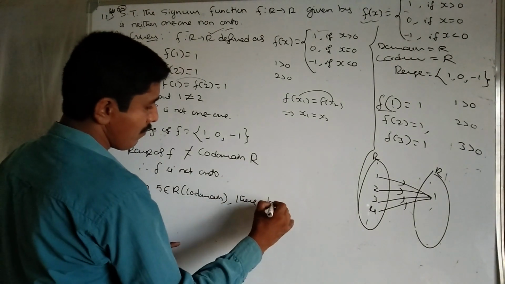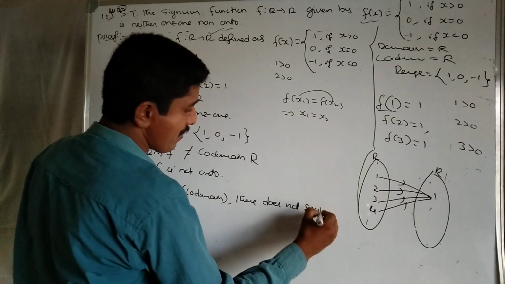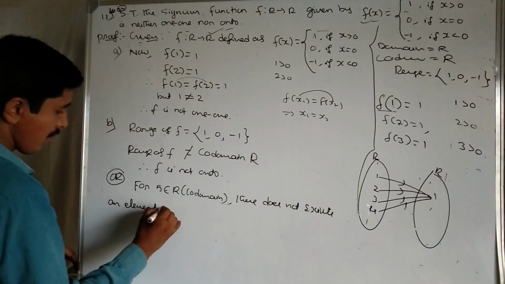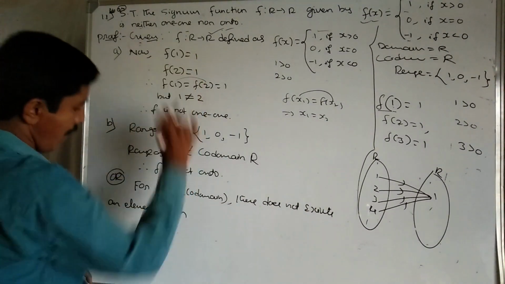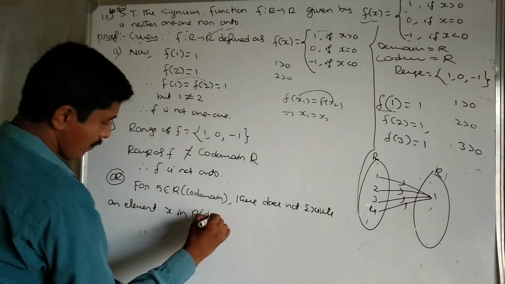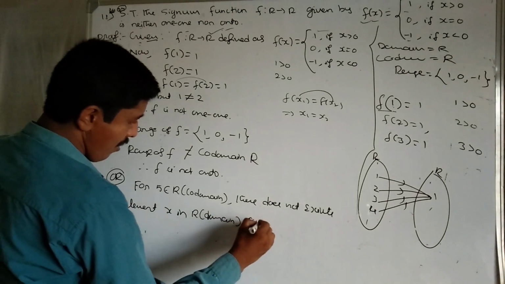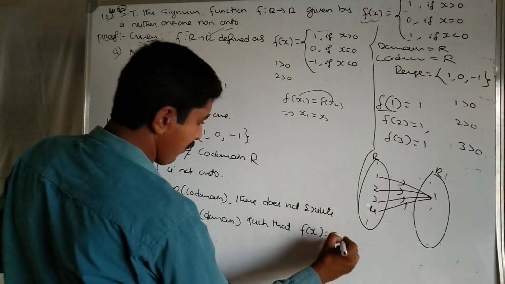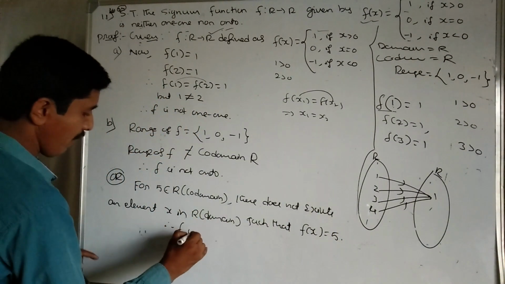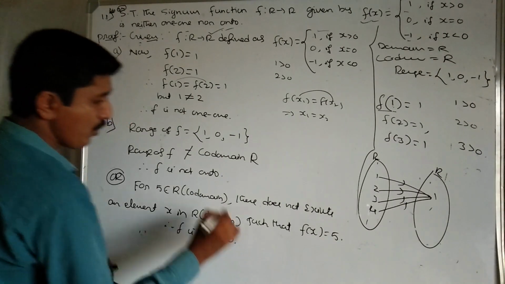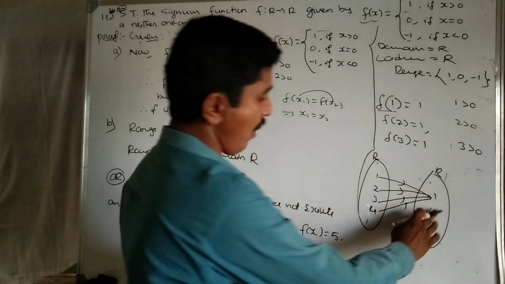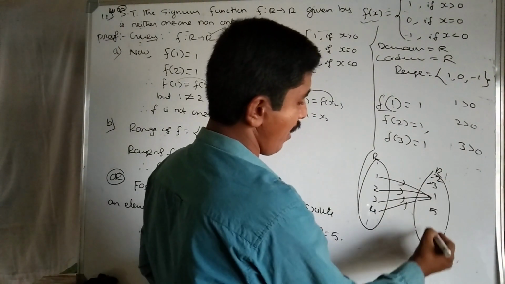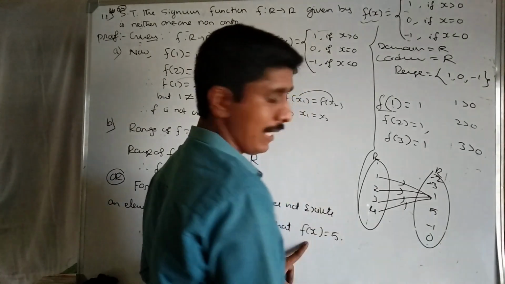There does not exist an element x in domain R such that f of x equal to 5. Therefore, f is not onto. Don't get confused. Here f of x equal to 5, range element 5, -3, -2, take any number, or -1, 0, like that.